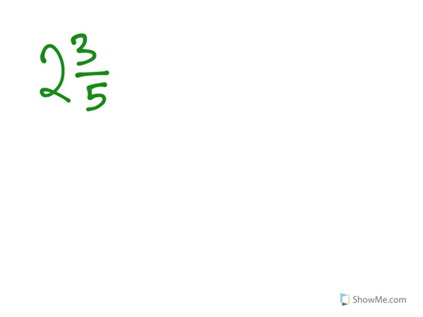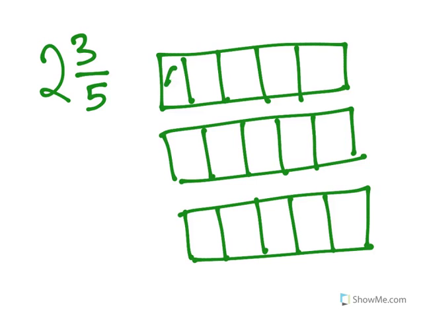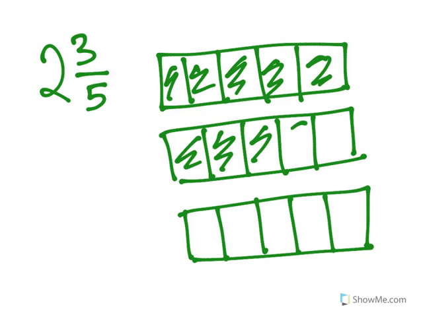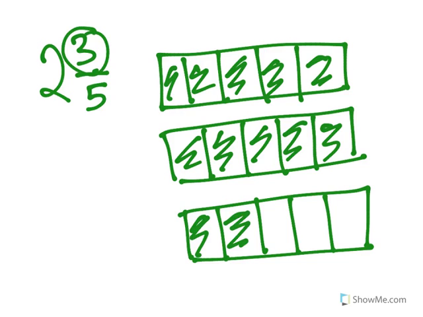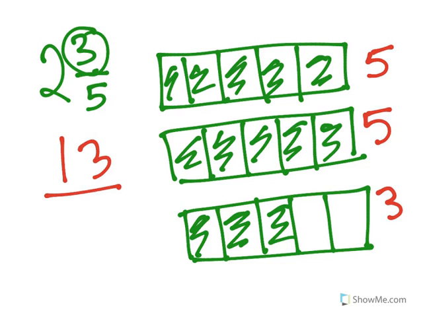I'm going to show you what 2 3/5 looks like if I were to draw it out. The 2 is represented by 2 of these fraction bars being shaded in completely, and 3/5 is represented by 3 out of 5 being shaded in. I could also write this as an improper fraction by counting. There are 5 pieces here, 5 pieces here, and 3 pieces here. That is 13/5 that are shaded.